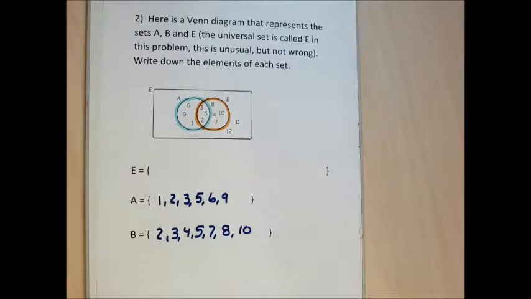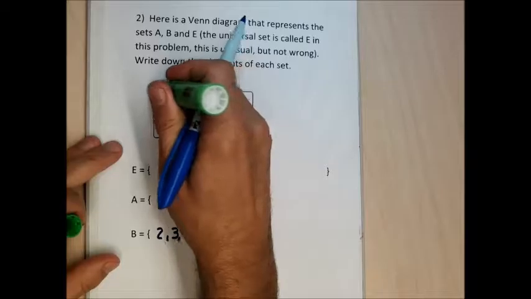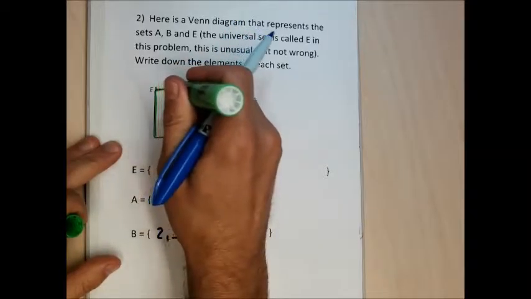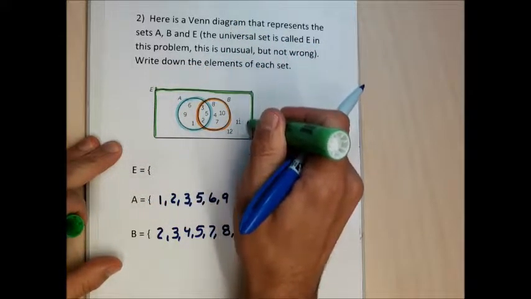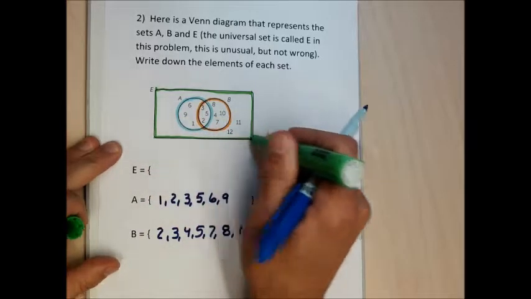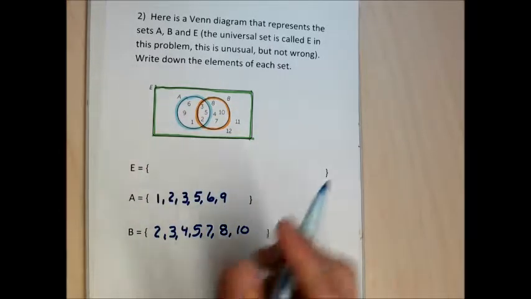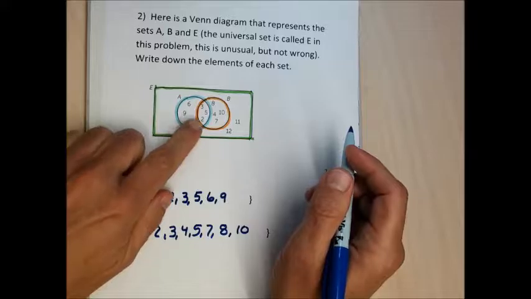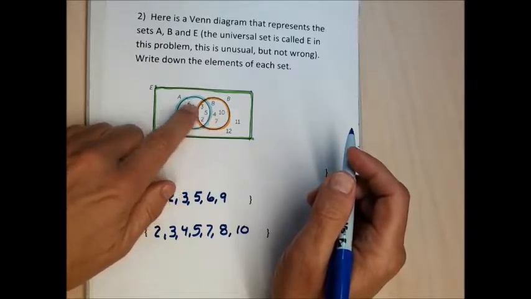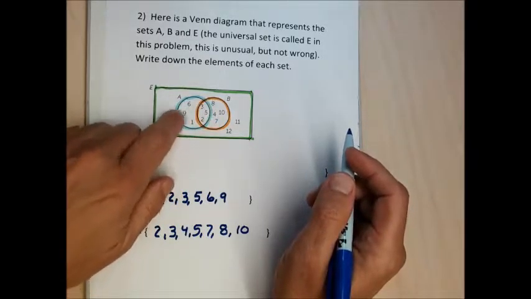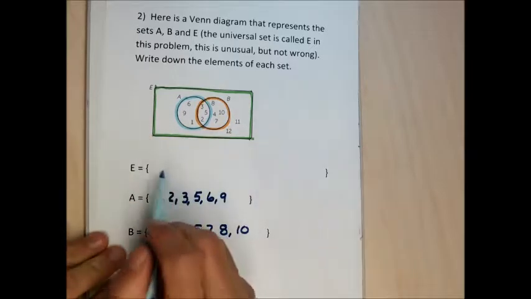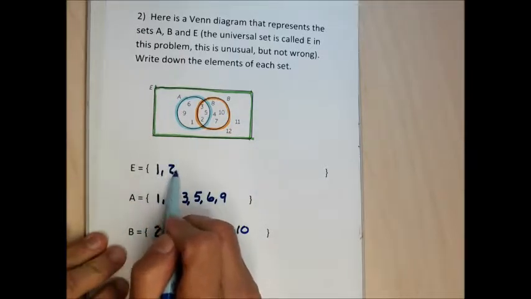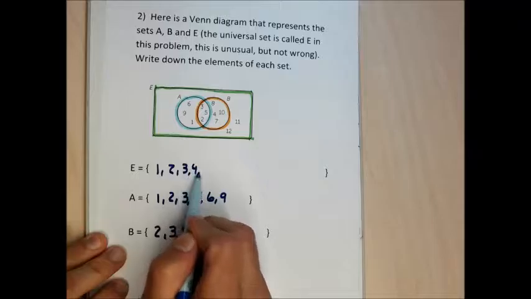And then the universe, which is set E, is going to have any number that's drawn anywhere in this picture. So any number that's inside the rectangle has to be listed when I list the elements of set E. And I like going from smallest to largest. I think I get 1, 2, 3, 4, 5, 6, 7, 8, 9, 10, 11, and 12. So for set E, I'm going to write the numbers 1 through 12.